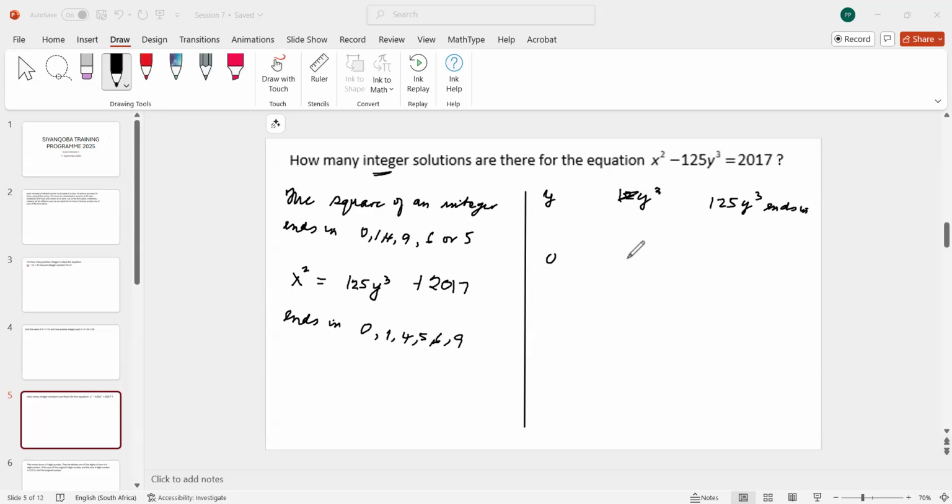So y is 0, and 125 times 0 ends in 0. If y is 1, 1 cubed is 1, 125 times 1 ends in 5.